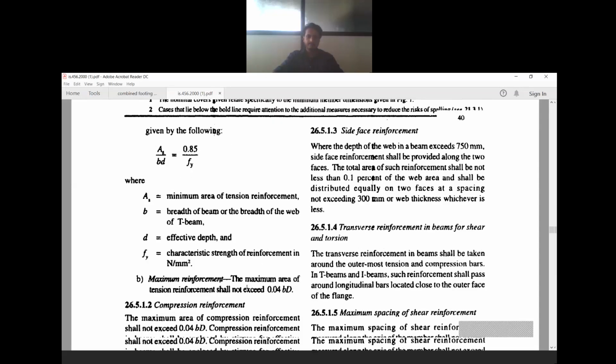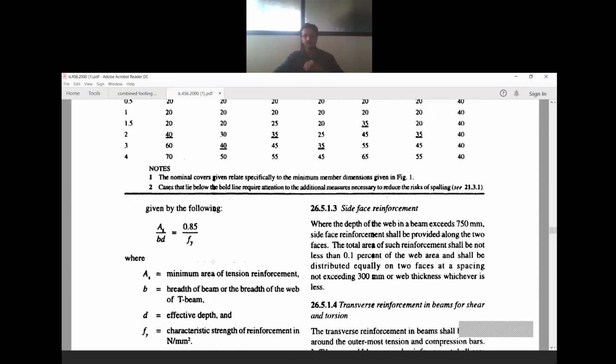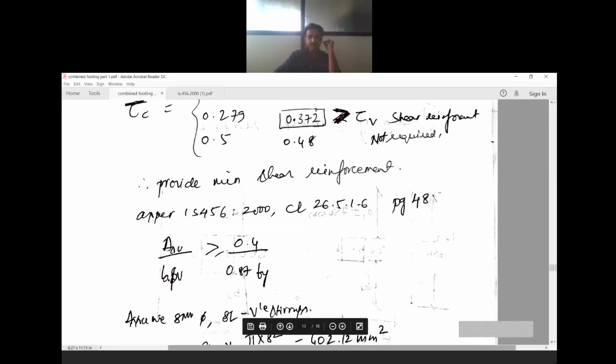This is for page number 47. AS by BD is equal to 0.85. We have to consider this.